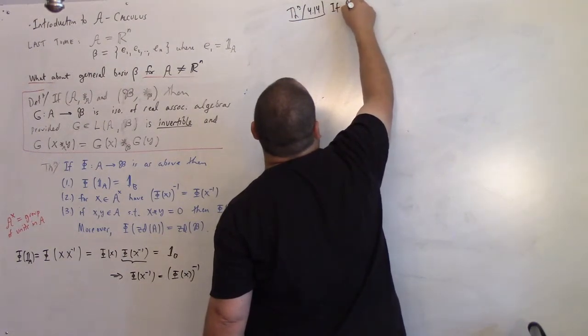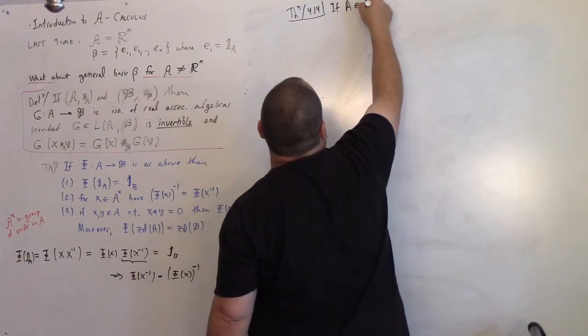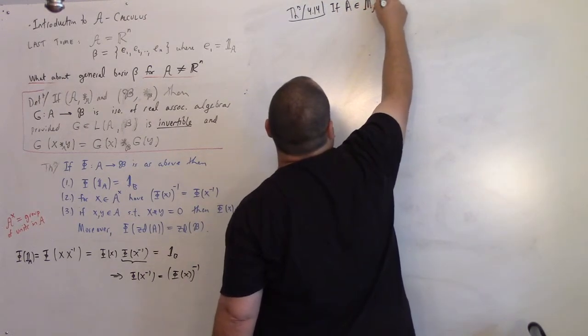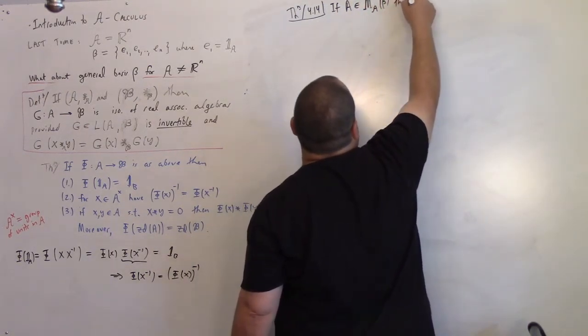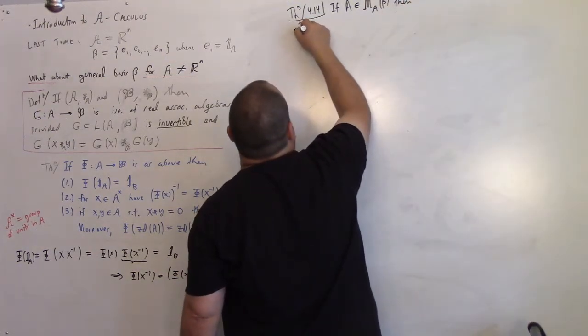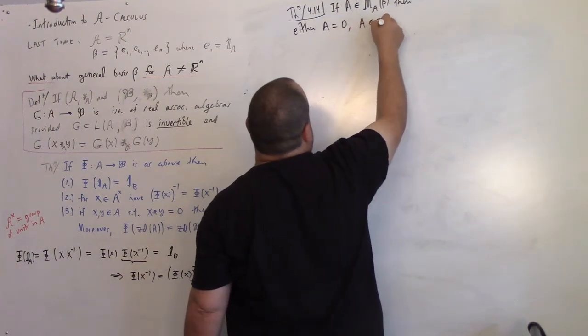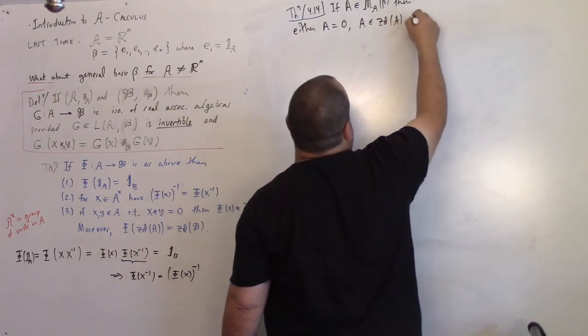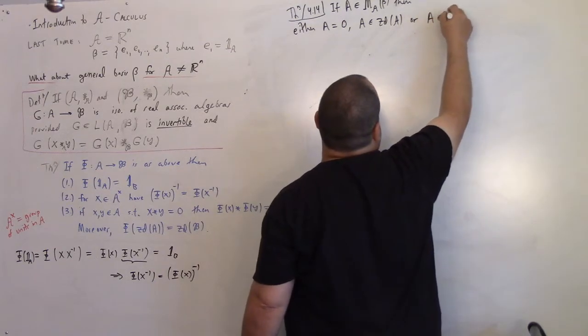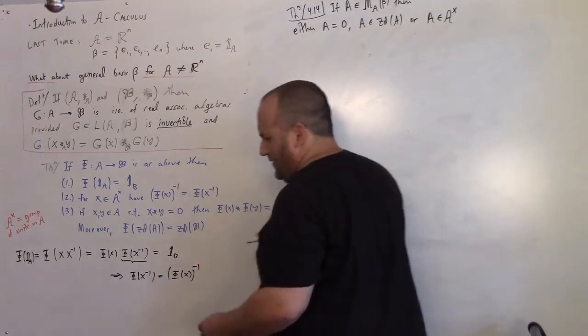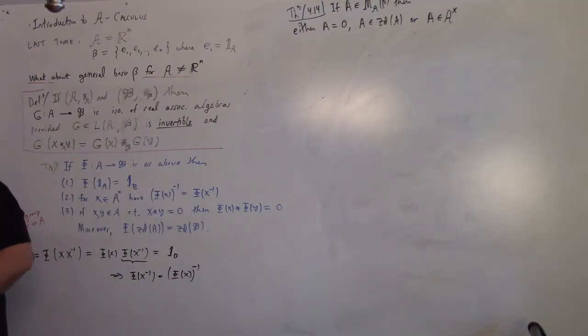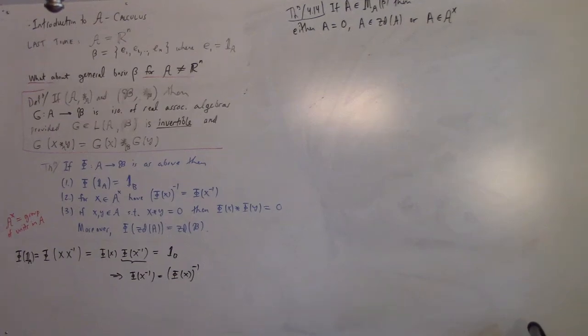Yeah, capital A is a matrix in the regular representation of the algebra with respect to some basis beta. And then either A equals 0, A is an element of the zero divisors of the algebra, or A is an element of the group of units of the algebra. Now again, I've forgotten if my zero divisors, my ZDA, allows for A equal to 0.